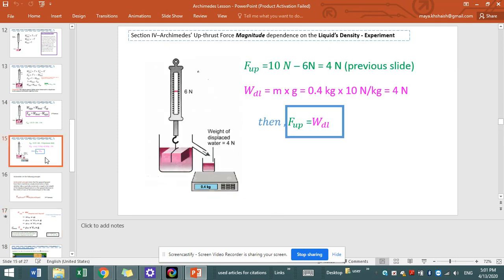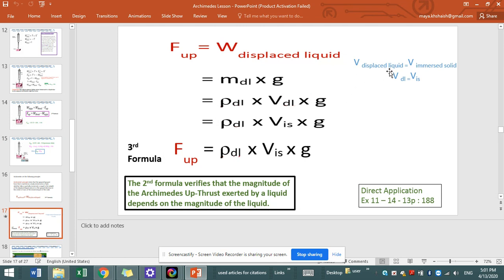However, in this case, since the object is totally immersed in the water, or regardless of that, as much space as the block or the immersed part acquires, as much volume of water flows out. So that's why we say that the volume of the displaced liquid is equal to the volume of the immersed part. So instead of V displaced liquid, we can say V of the immersed part of the solid. So the third formula becomes density of the liquid times V immersed of the solid times the gravity.